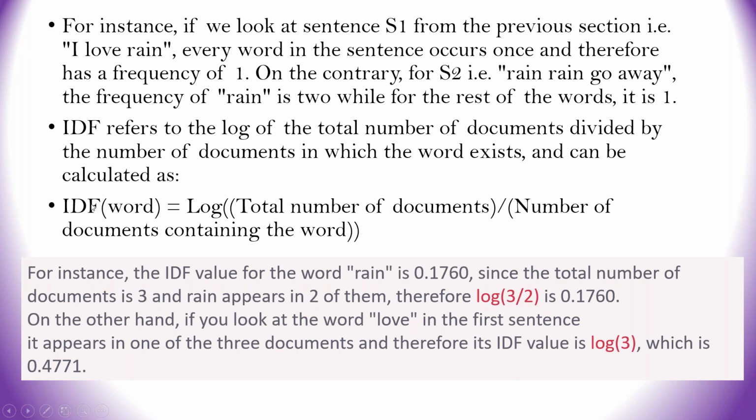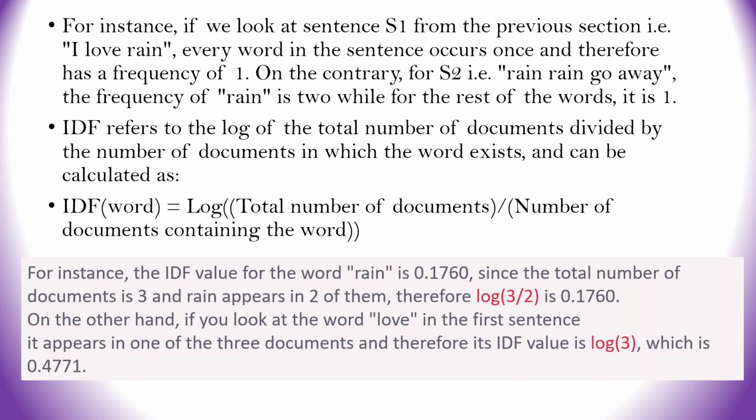In this, if we calculate the inverse document frequency of a particular word, the formula is log of the total number of documents divided by the number of documents containing that particular word. So for instance, the inverse document frequency value of the word rain, which is present in the second sentence, is 0.17. Since the total number of documents is 3 and rain appears in 2 of the 3 sentences, log of 3 divided by 2 is going to give us 0.1760. Rather than 2, we have got only 0.17.